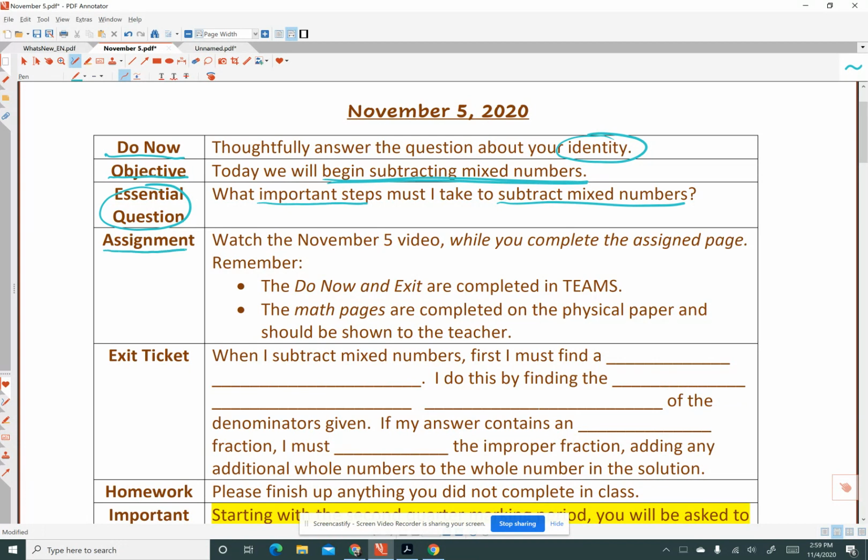Our assignment will be to watch the video while you complete your assigned page. And remember, the Do Now and Exit are completed in teams. The math pages are completed on paper.